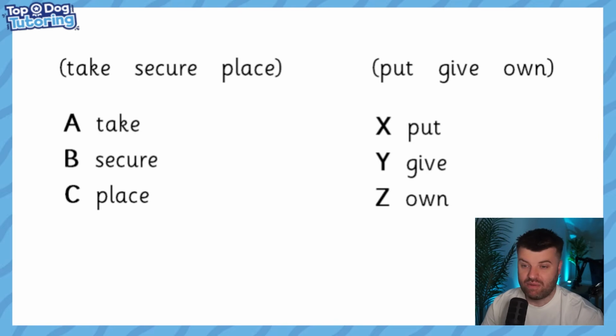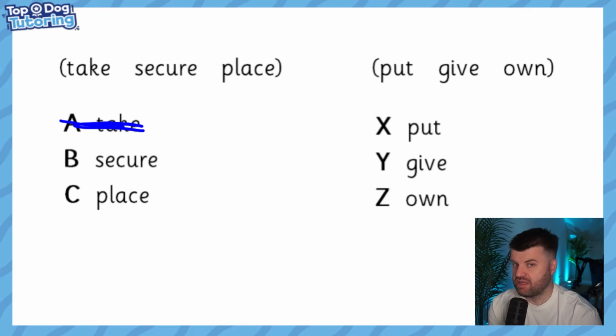Okay, so thinking about what I said, working in a system is obviously going to be really important. If you take something, do you put it somewhere? Do you give it to someone? Do you own it? Well, can you take something and then own it? Maybe. But do they mean the exact same thing? No. So we get rid of A. We get rid of take.